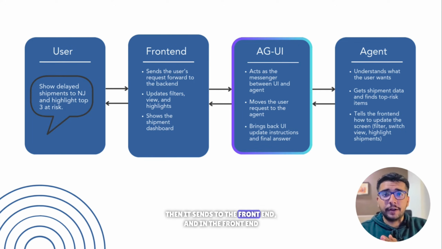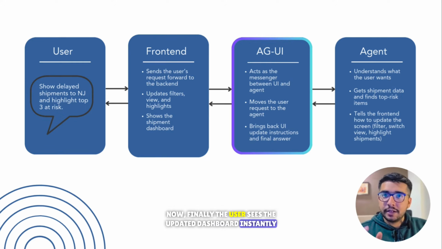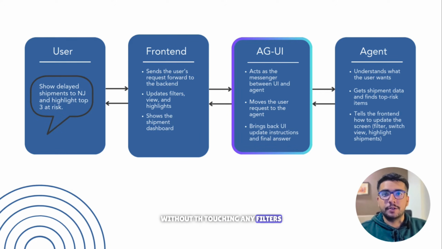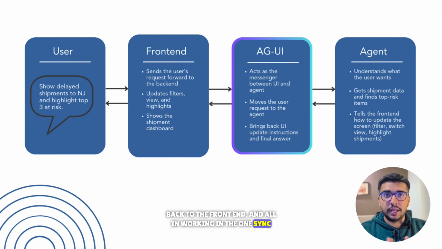Then it sends to the front end, and in the front end, the UI executes those instructions. It updates the dashboard, highlights the risk statements, and shows the final result. Finally, the user sees the updated dashboard instantly without touching any filters. So, the smooth experience you saw in the demo wasn't just magic, it was this loop: user, front end, AGUI, agent, back to the front end, all working in one sync.